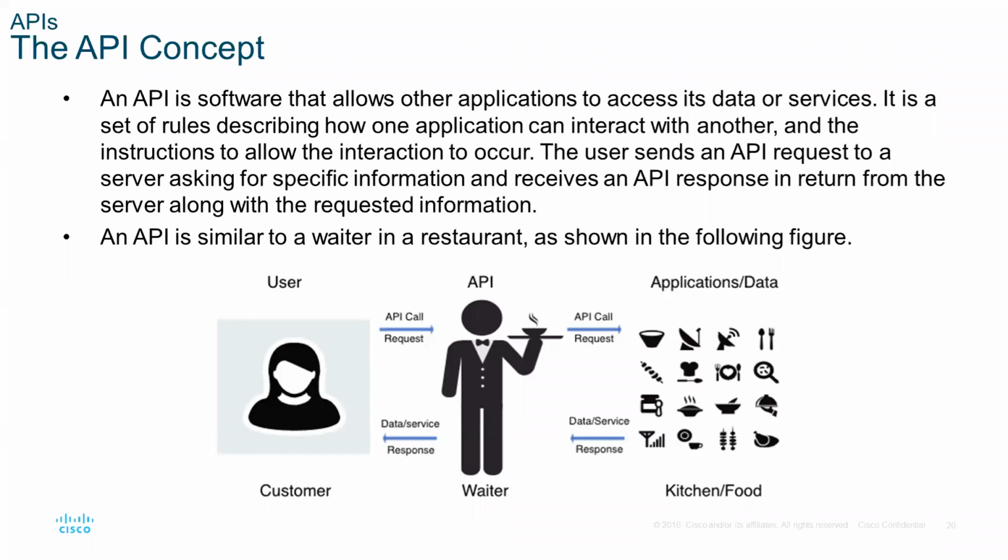So if you want to think about it in terms of us placing an order at a restaurant, we're the customer, we give the waiter our order, and the waiter relays that order into the kitchen, and then the kitchen responds with a response, i.e. our food, and the waiter brings it back to us at the table.